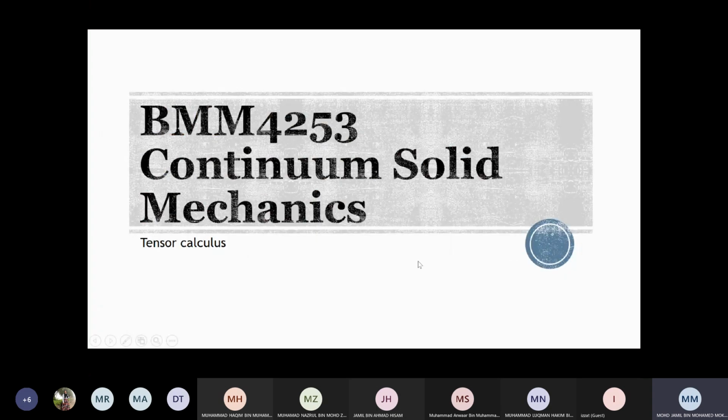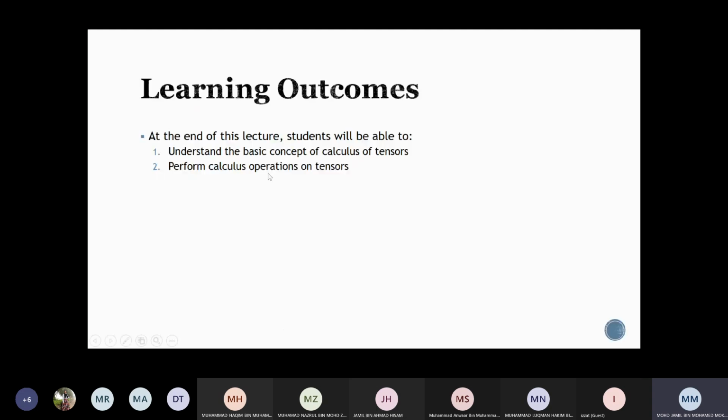Okay, so we have learned about vector and tensor, and some of the things you have learned before, some are new. So today we will look at how to apply calculus like differentiation and integration on vectors and also on matrices. So at the end of this lecture, you will be able to understand the basic concept of calculus of tensors and perform calculus operations on tensors.